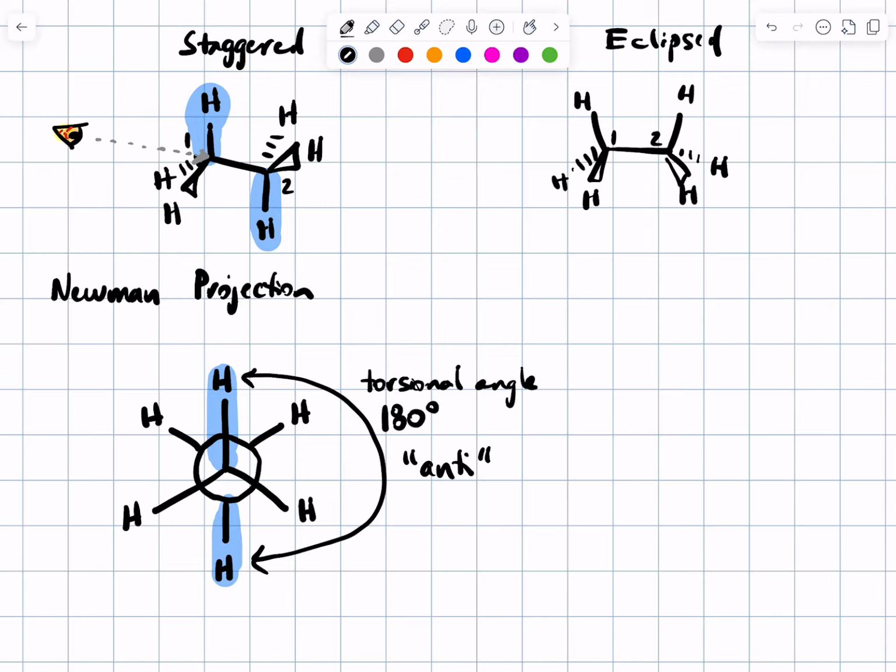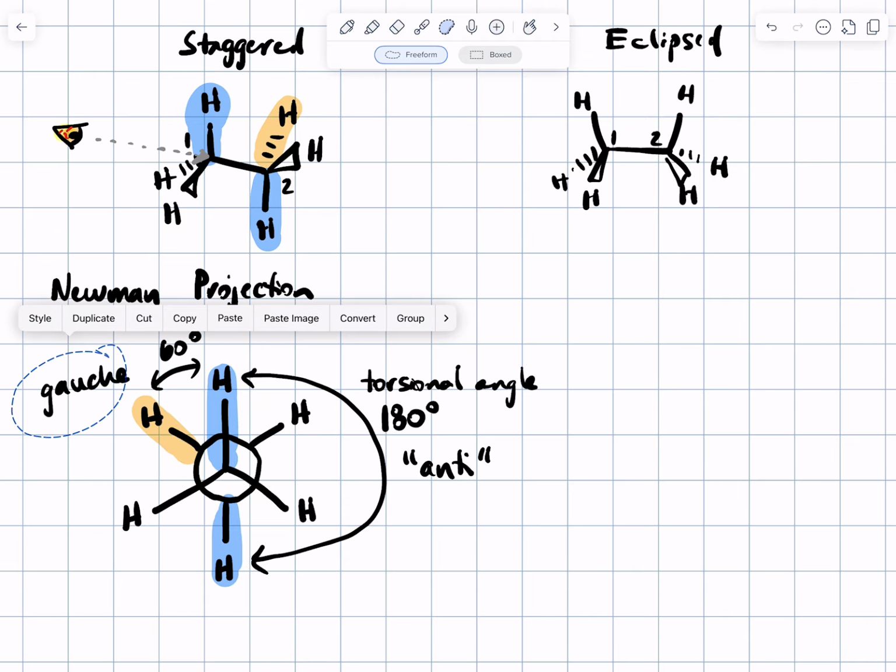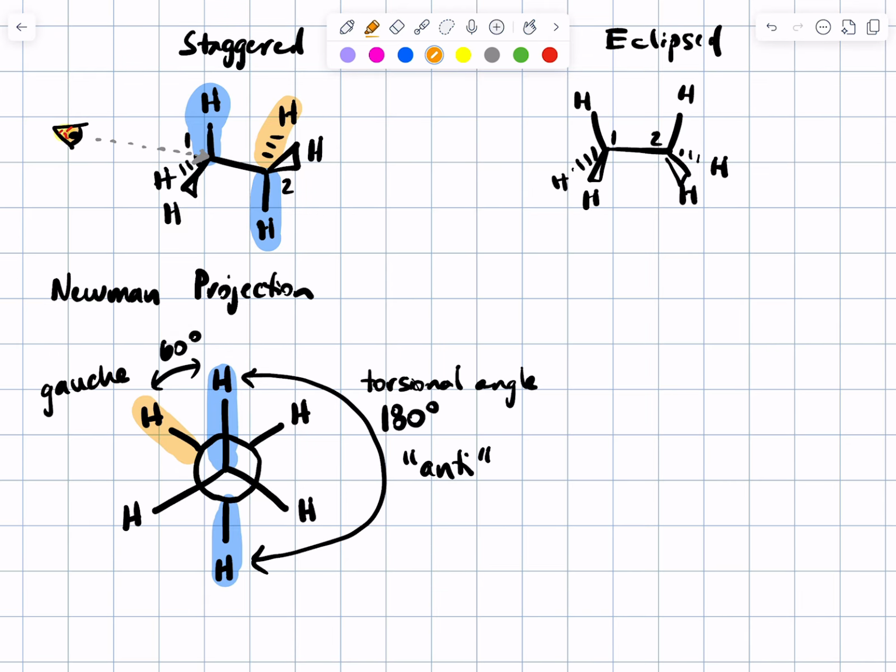The hydrogen in the front that's blue is gauche to the hydrogen in orange here. The torsional angle between those two hydrogens is 60 degrees. And we call that relationship gauche, which I think is a French word for left. And it's true that this hydrogen is on the left side of the hydrogen, and the orange hydrogen is on the left side of the hydrogen in the back or in the front, whatever. But the pink hydrogen is also gauche. So go figure, I don't know.